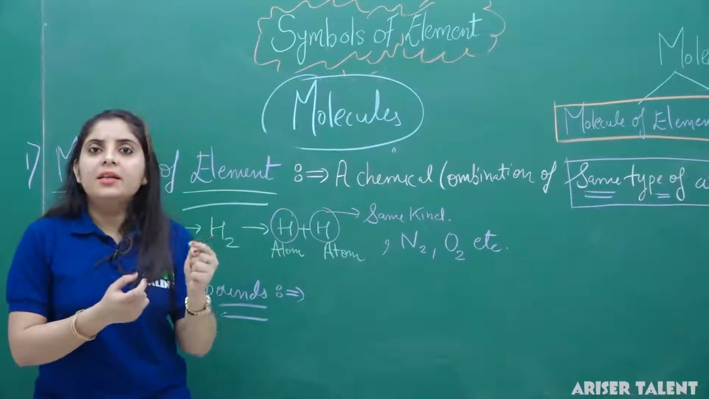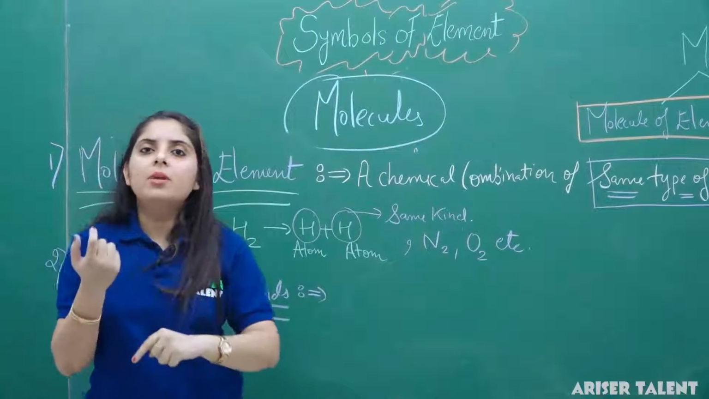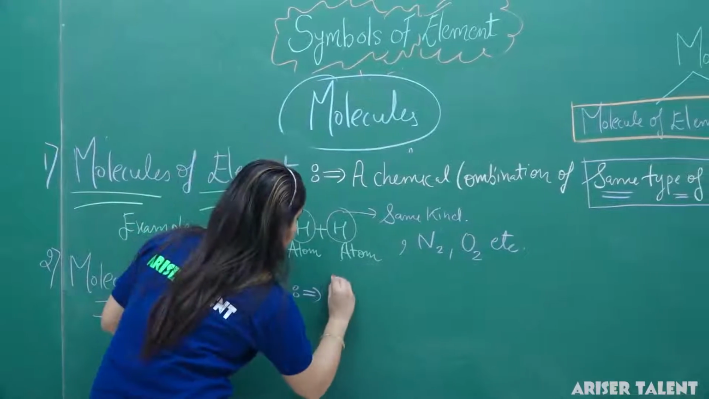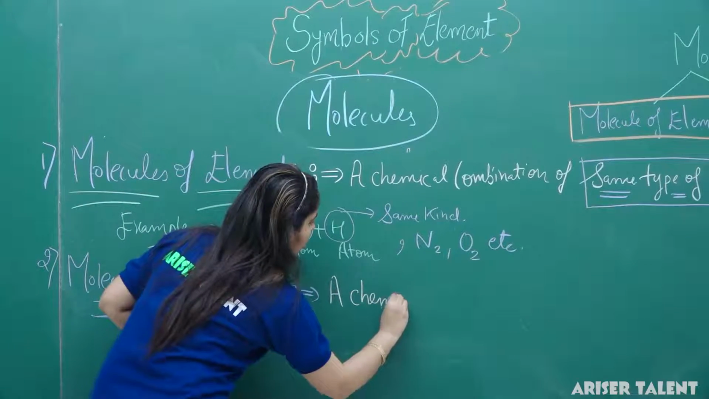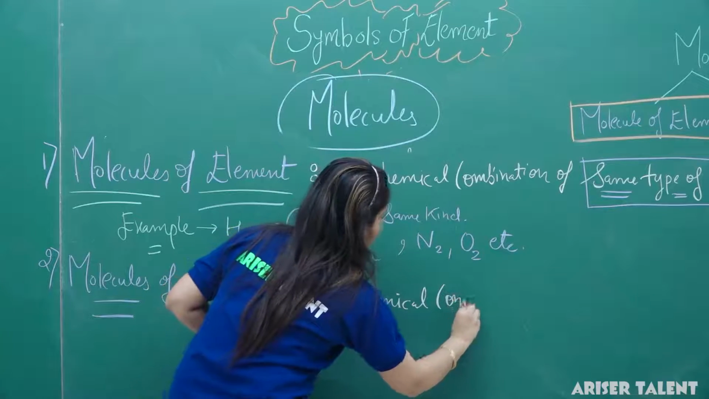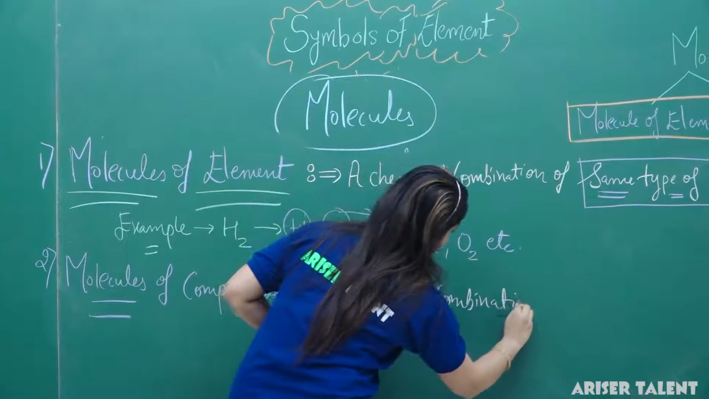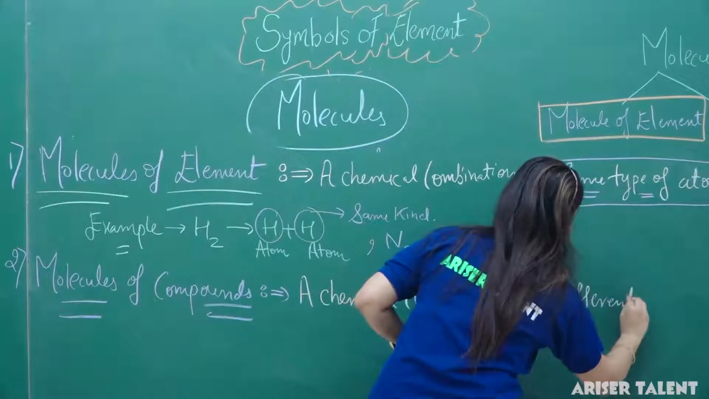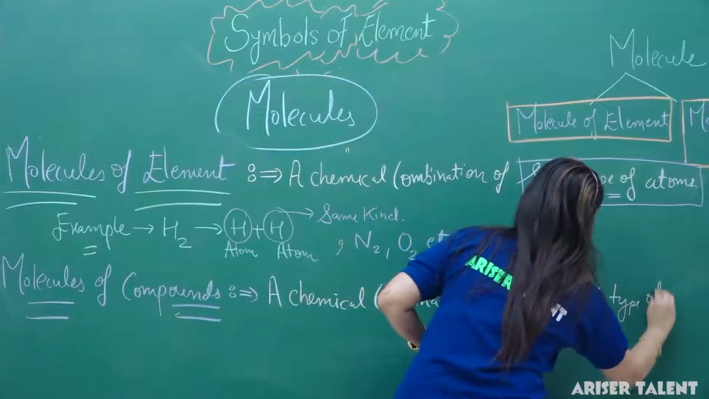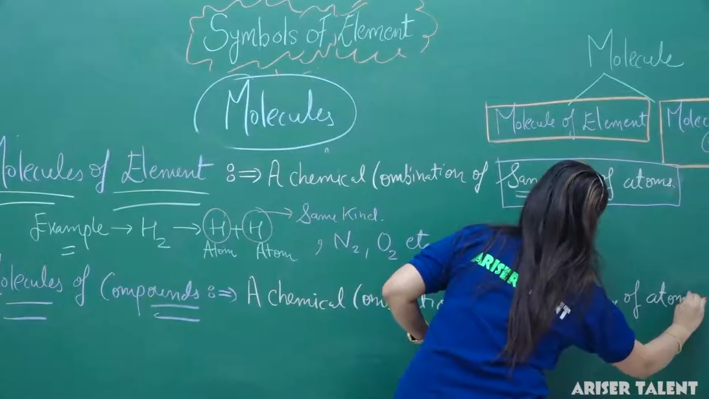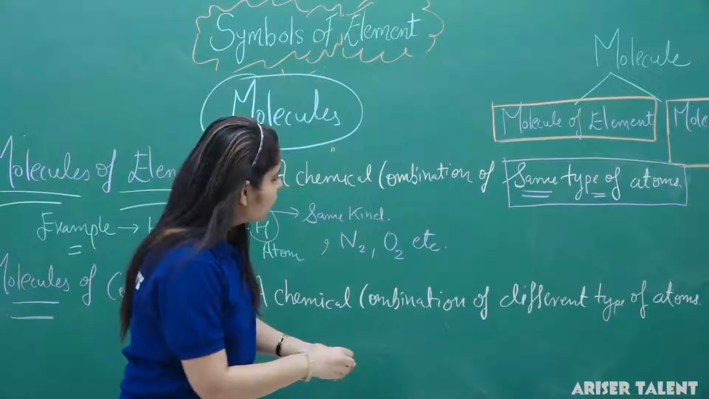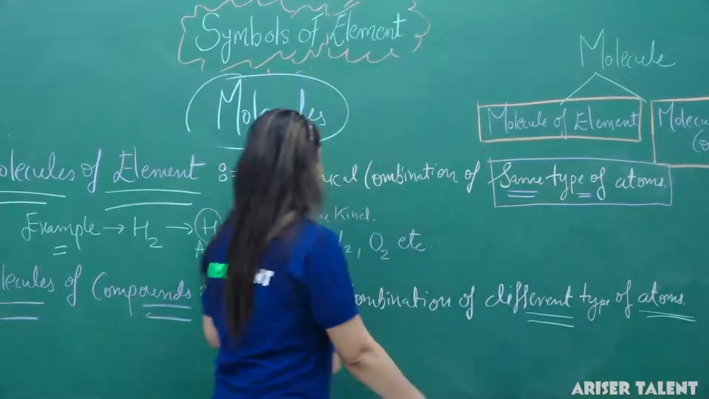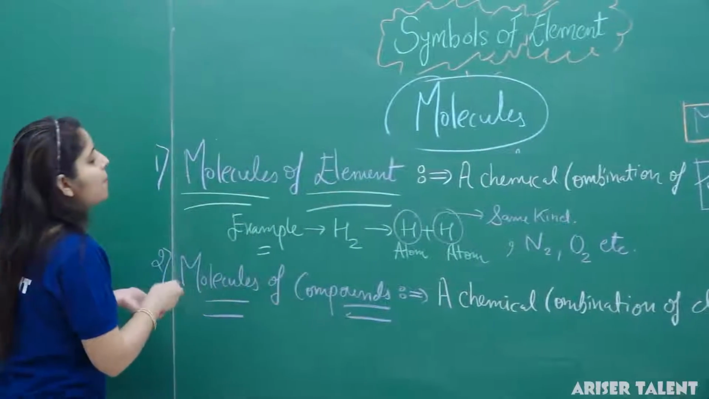different kind of atoms, that is, one from one group and the other from a second group. It means a chemical combination of different types of atoms. So here the word to remember is that it will constitute different types of atoms. So we have an example for this.